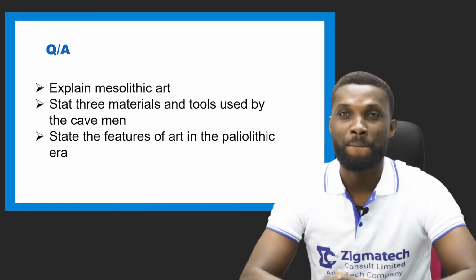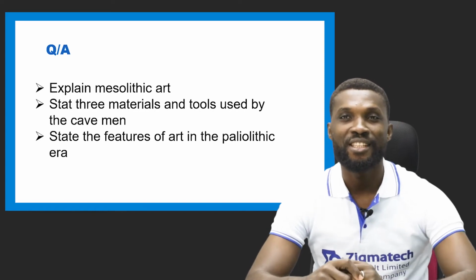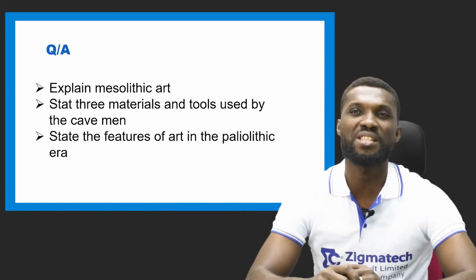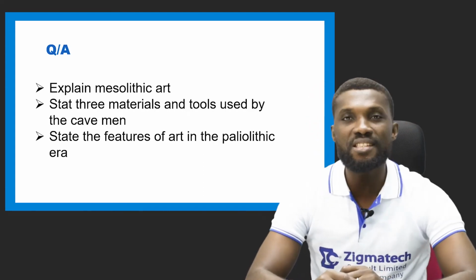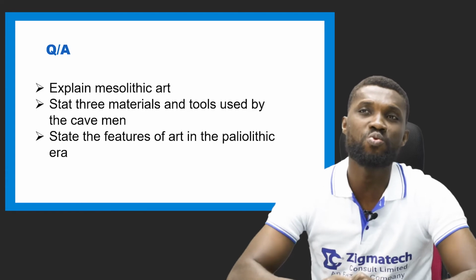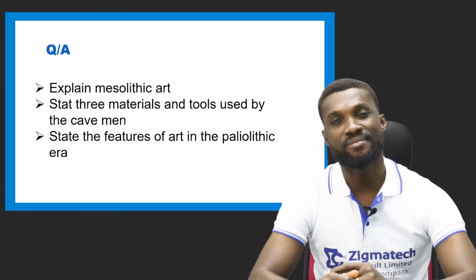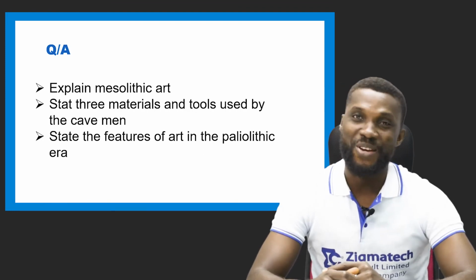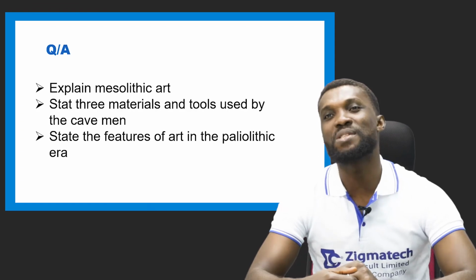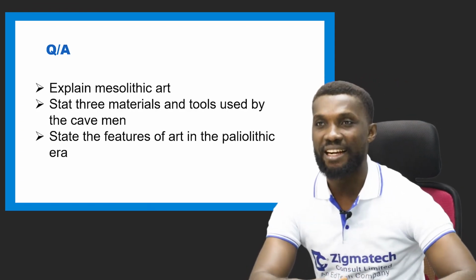Then give it a try. Get your pen, get your paper, explain Mesolithic art. Now, number 2 question I asked is that we should state 3 materials and tools used by the cavemen. State 3 materials and tools that were used by the cavemen. Yes, I want to believe you get that right. Okay. And then finally, I want you to state the features of art in the Paleolithic era.